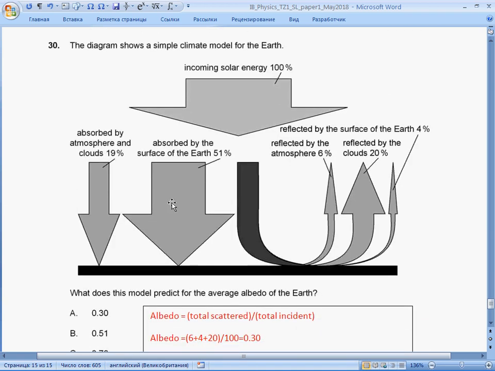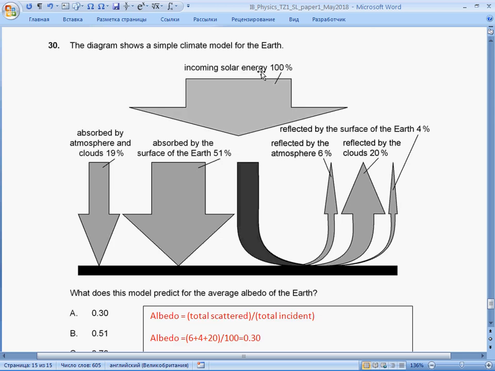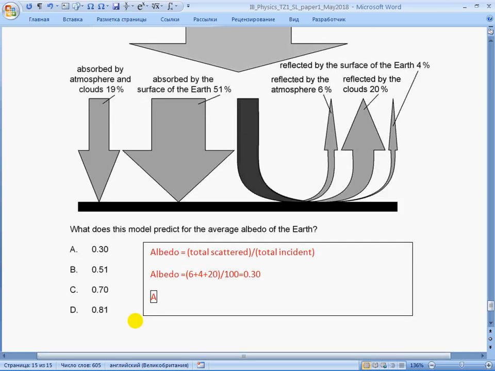Last question, 30. The diagram shows a simple climate model for Earth. So we have incoming and reflected energy. What does this model predict for the average albedo of the Earth? Albedo is total scattered by total incident. But don't pay attention to other information, observed, etc. Only scattered by incident. Scattered is 6 plus 24, it is 30, and incident is 100, so we get answer A.